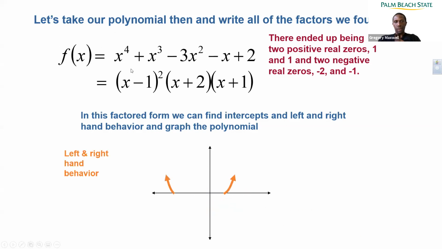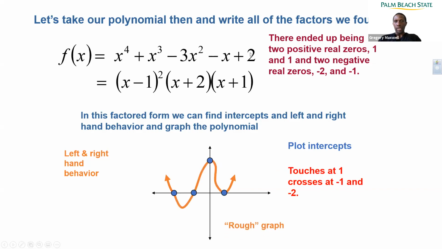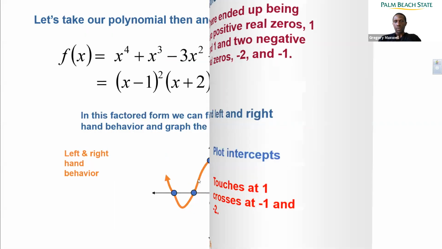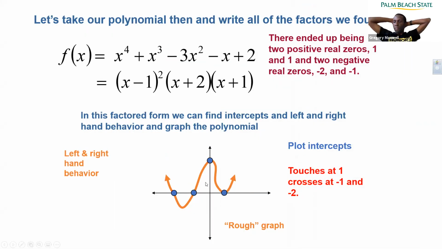We have end behavior because the leading coefficient is positive and it's an even degree polynomial. The graph goes up at both ends. The graph has intercepts at, the y-intercept is 2, x-intercepts are -2, -1, and 1, with a multiplicity of 1 at the negative intercepts and a multiplicity of 2 at 1. So the graph looks like this. Do we have any questions about that?